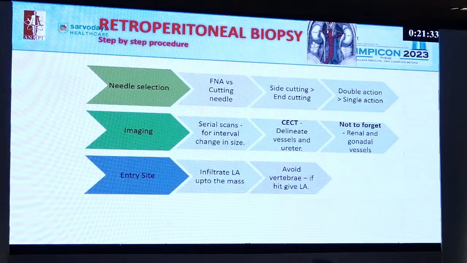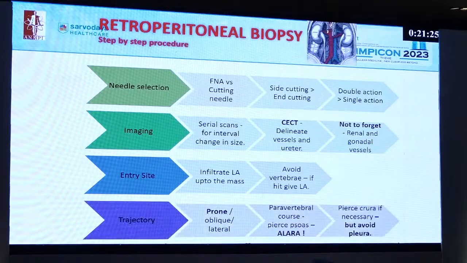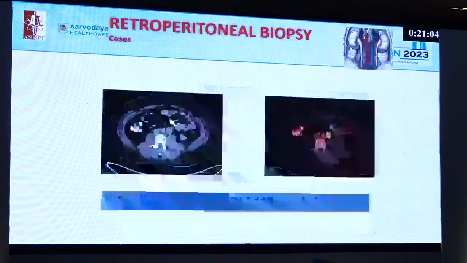The next is the entry site. The entry site should be infiltrated with local anesthesia. Avoid the vertebra; if you are by chance touching the vertebra, it is better to use local anesthesia. After that, you plan your trajectory: prone, oblique, or lateral. It is better to avoid the psoas muscle, like the Lara principle. If you puncture the psoas, the patient may have bleeding. Piercing the pleura can be done, but always avoid the pleura, because unnecessarily the patient may have a pneumothorax.